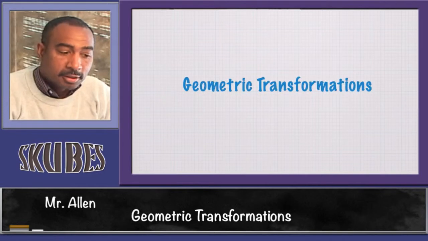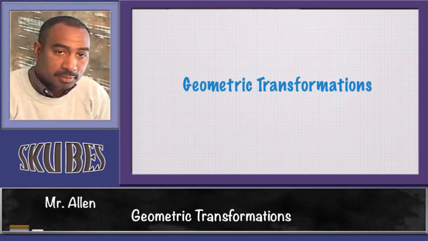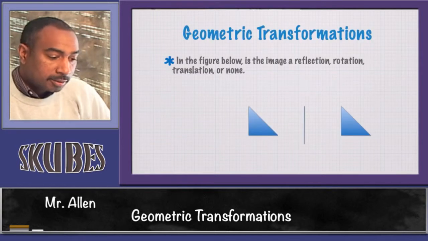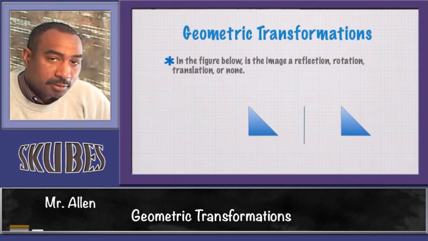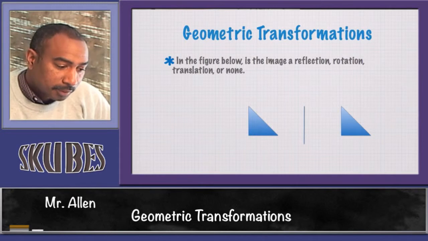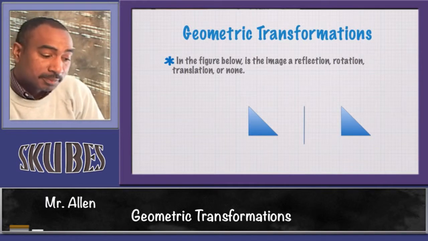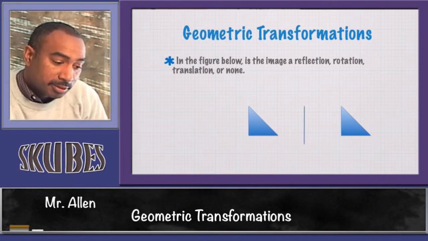All right, today's lesson is on geometric transformations. Now, from the previous lessons, you should know the basic operations of reflection, rotation, and translation. So I'm going to ask a few questions. In the figure below, is the image a reflection, rotation, translation, or none?